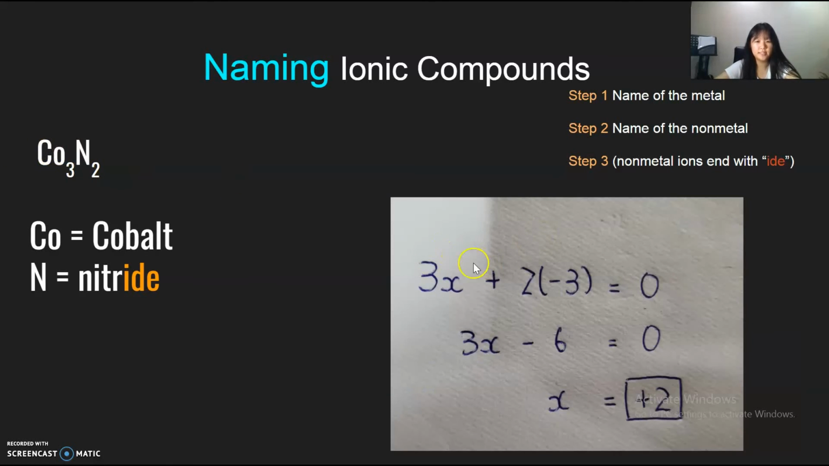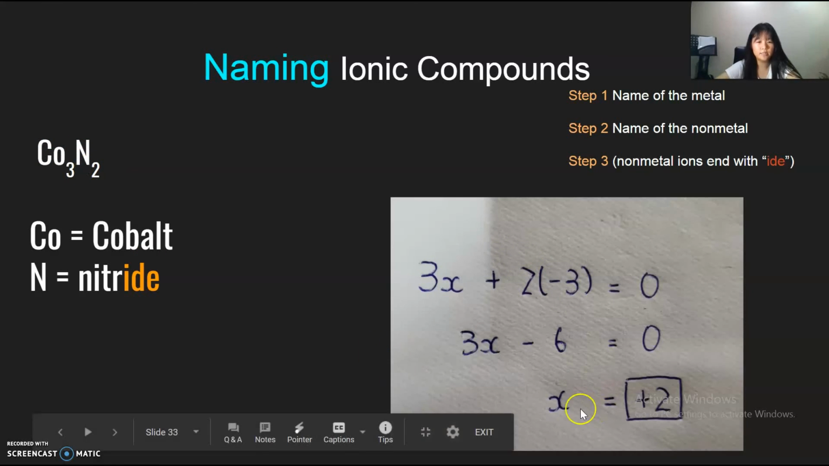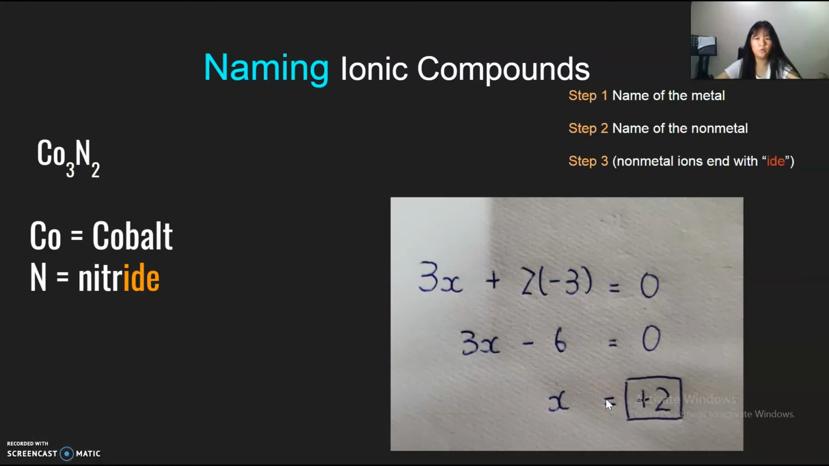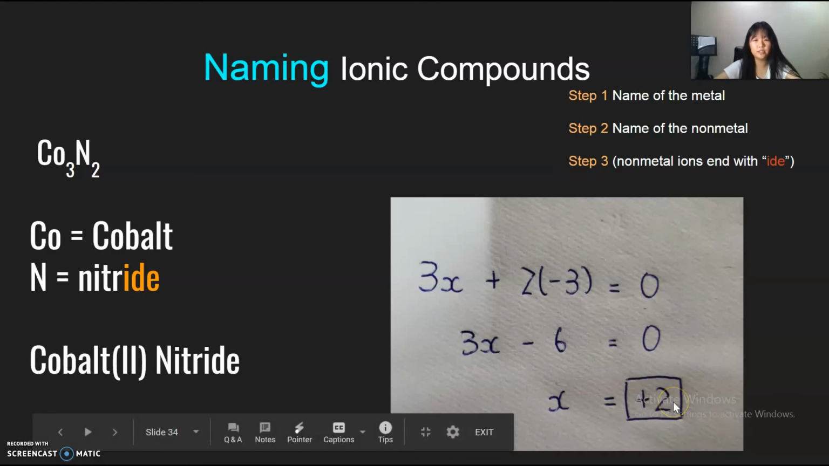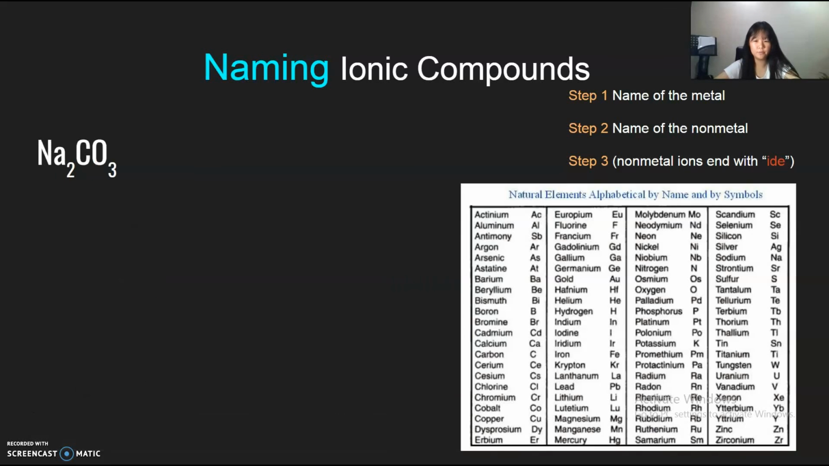Here, Co will be represented by X, multiplying by 3 since it is Co3, and N has a negative 3 charge, multiplying by 2 since it's N2. Last, we got the charge positive 2 for Co. Yes, so we write the charge in Roman numerals for all the naming of ionic compounds. So cobalt(II) nitride will be the name for Co3N2.